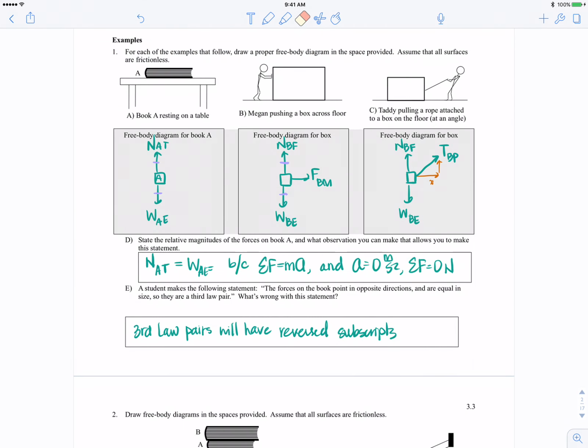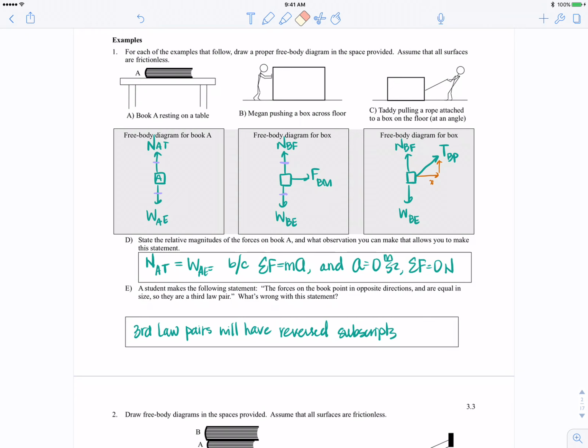So here we go with the answers to the homework. So we see the normal force on A by the table and the weight force on A by the earth. And then diagram 2, the normal force on the box by the floor and the weight force on the box by the earth, and the applied force on the box by the man. And notice how these forces have the purple tick marks to show that they are equivalent in magnitude.